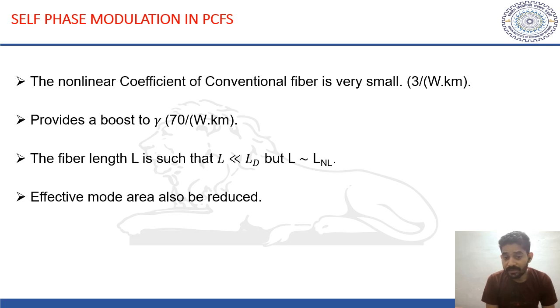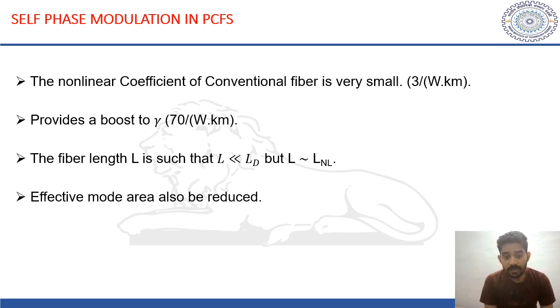Here, at a particular wavelength, it shows the zero dispersion length, and that means at that wavelength we get a very high dispersion length, and the length of the fiber is approximately equal to the nonlinear length. That's why we are able to see the nonlinear effects and not the dispersive effect. The effective mode area is also reduced.